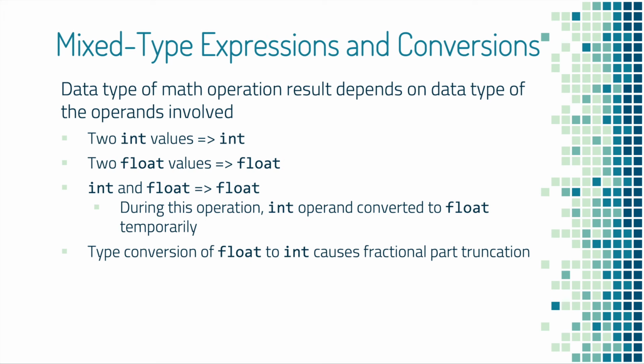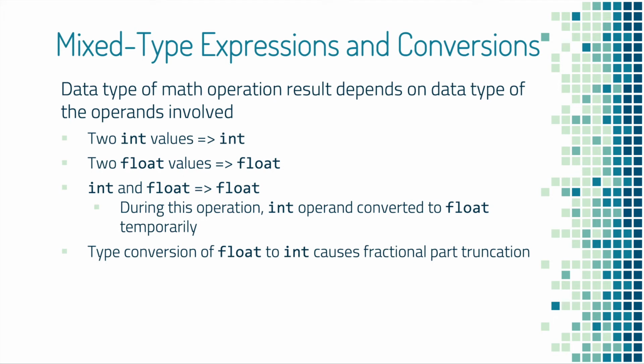All right, so if we go further, we have what's called mixed type expressions and conversions. If you're doing some kind of math on ints or floats, it changes depending on what you're doing. So what this means is, if we have two int values and we do addition, subtraction, multiplication, or division, or should I say, realistically, if we have two int values, we're going to get an int. If we have two float values, we're going to get a float.